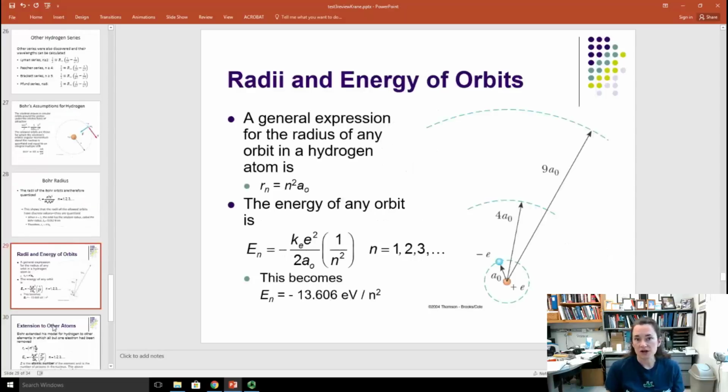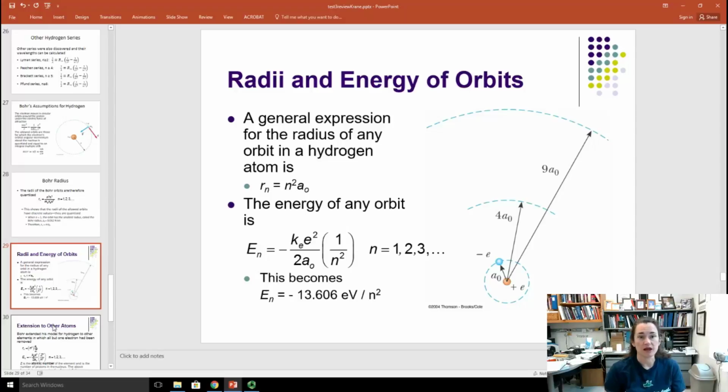Now if you use that quantized value for what the radii are allowed to be, that quantizes the energy. If you solve for what the energy of any orbit is, it ends up being minus 13.6 electron volts divided by n squared. So those are the allowed energy levels for the hydrogen atom. Now, these allowed energy levels completely explain the hydrogen spectrum. All of those spectra were basically just electrons hopping between the various discretized energy levels. And all of the quantized wavelengths then made sense in terms of the various hydrogen spectra.